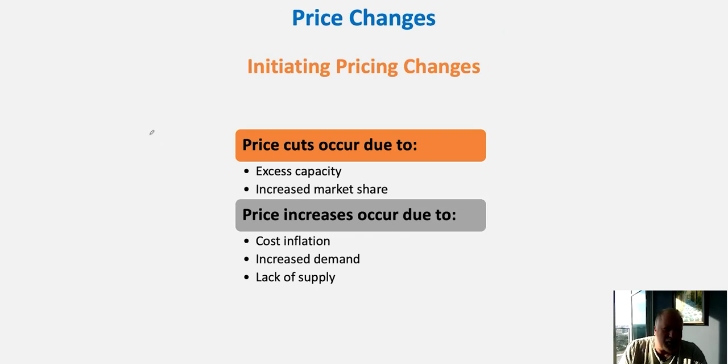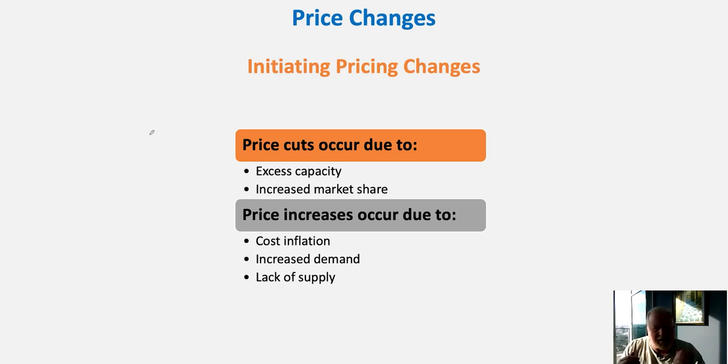Now let's talk about why companies do price changing and what the impact of a price change is on a company. Companies will often initiate price changes, so let's talk about why they initiate them. The most common reasons for price cuts are two things. One is that we have excess capacity. We've produced way too much. We have a lot of stuff in our warehouses. We've overestimated our demand, and we have too much stuff sitting around, and it's costing us money. So what do we do?